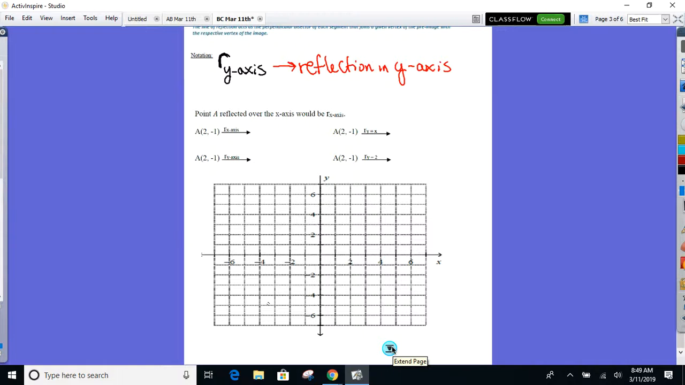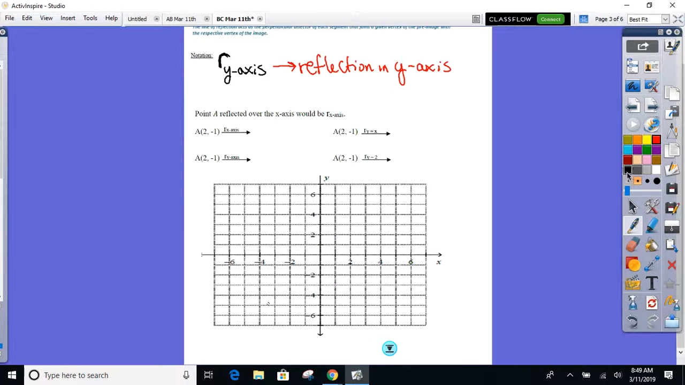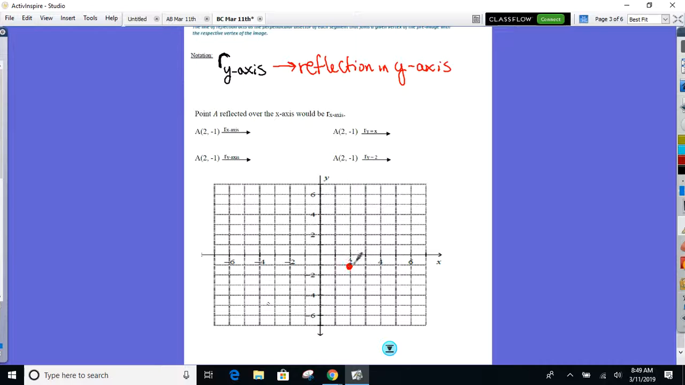All right, let's do a couple of these. Let's reflect and reflect and reflect some more. I have point A, which is (2, -1). If you wouldn't mind plotting that, go right ahead. Point A, (2, -1). A lot of graphing in this unit, a lot of graphing.